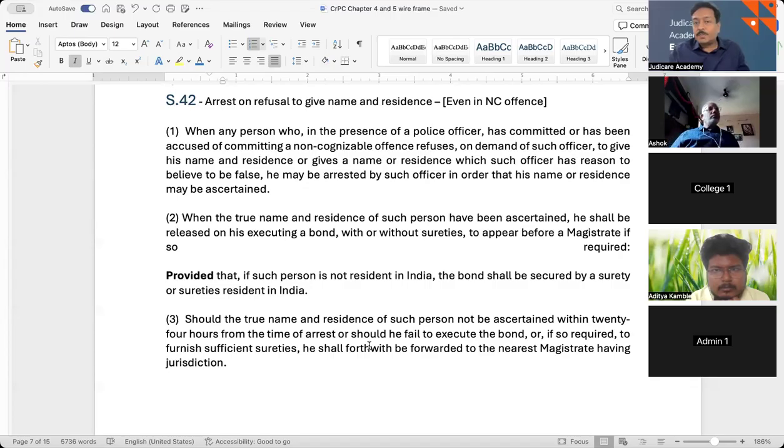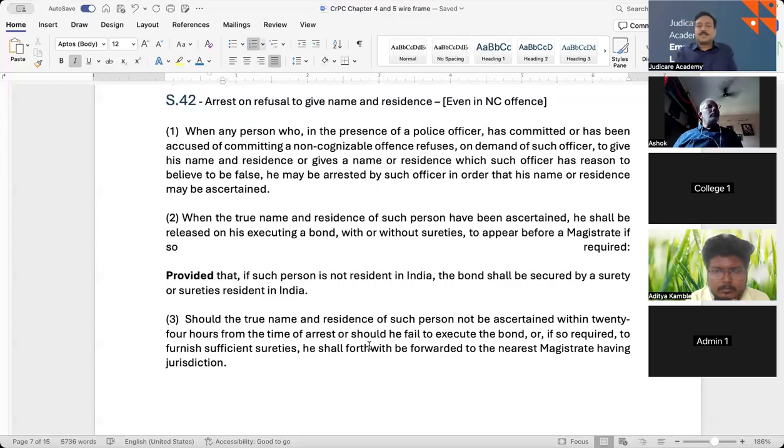When any person, in the presence of a police officer, has committed or been accused of committing a non-cognizable offense, for example, you have annoyed somebody, shouted at somebody, or used curse words on somebody while the police officer is standing there, this is a non-cognizable offense. Police cannot arrest you. But at that point, if the officer says, I'm going to file an NC against you, give me your name, residence, address, and full details, whatever I'm asking, and you do not provide that, it automatically triggers what? You are obstructing the police officer in the execution of his duty. In that case, you qualify under that section and you could be arrested in spite of committing a non-cognizable offense, which is what Section 42(1) talks about.